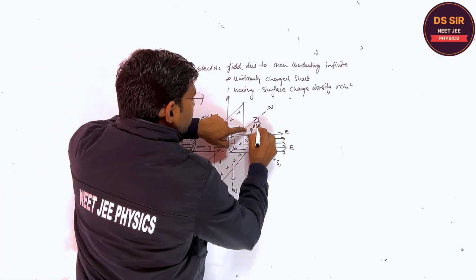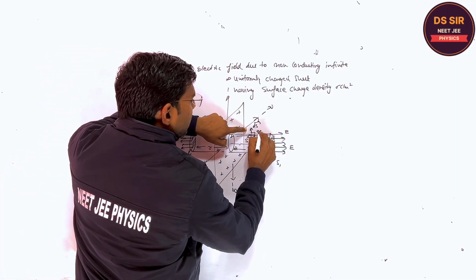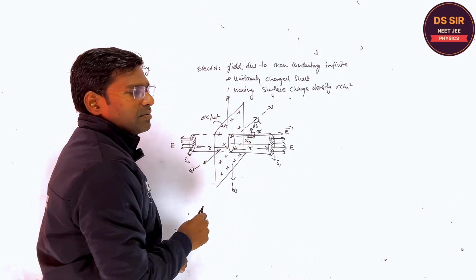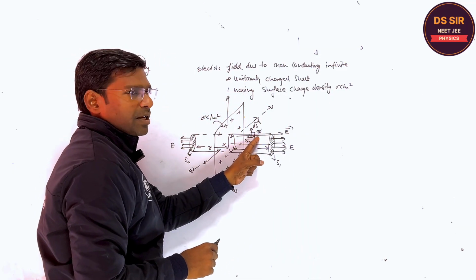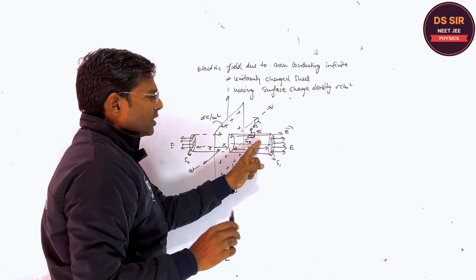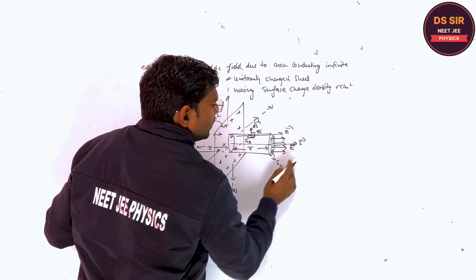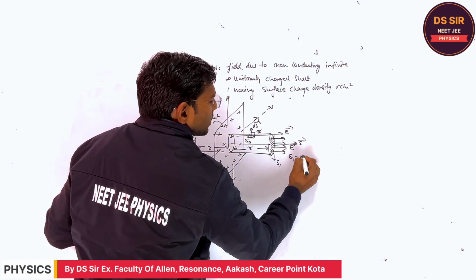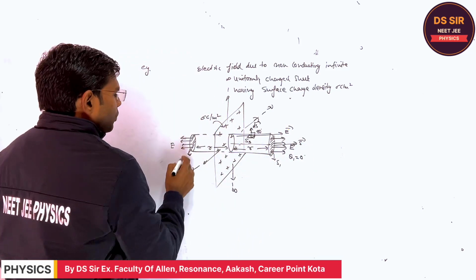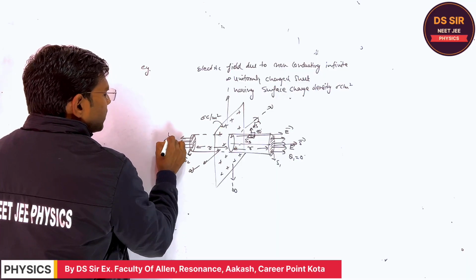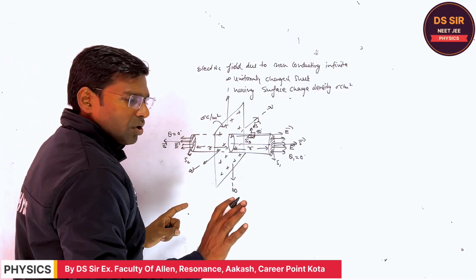So for S3, what is the angle between the electric field vector and the ds vector? 90 degrees, right? And what about this? This is the surface area, this is the electric field. So what is the angle over here? 0. If you consider this the electric field, this is the S vector, the angle is 0. Are you getting or not?